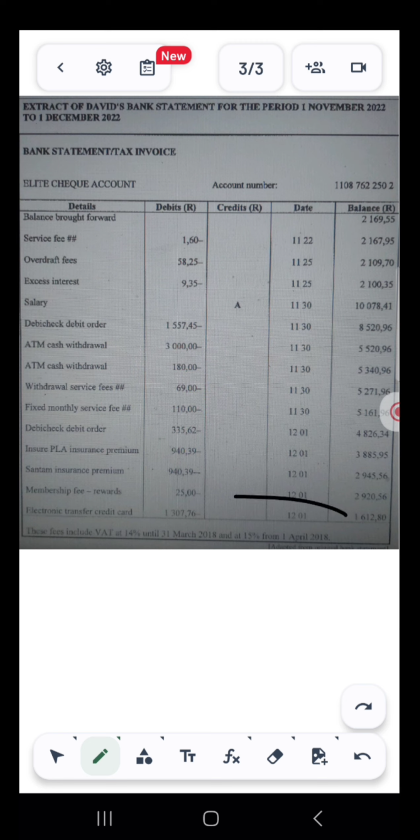At the end they tell you that these fees include VAT at 14% until 31 March 2018 and at 15% from 1 April 2018. So the percentage is important here. Until 31 March VAT was 14%, but from 1 April 2018 VAT is 15%, meaning for 2022 VAT is 15%.